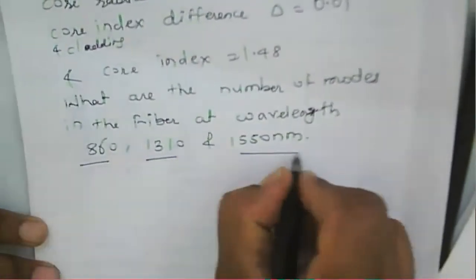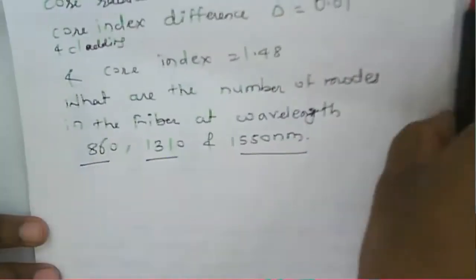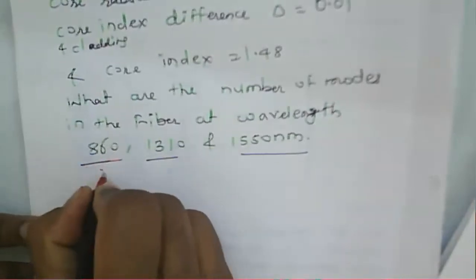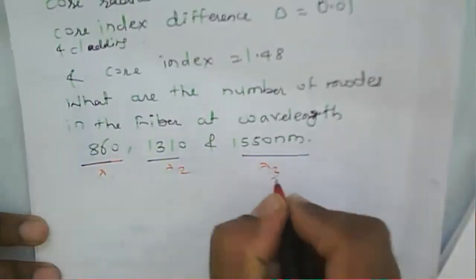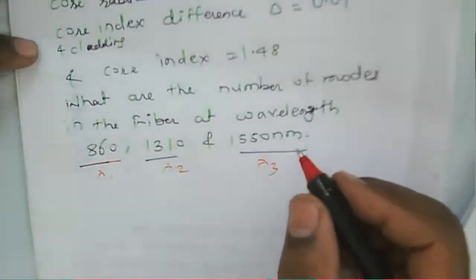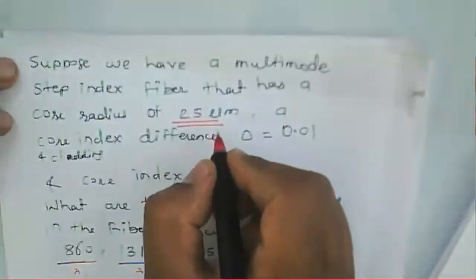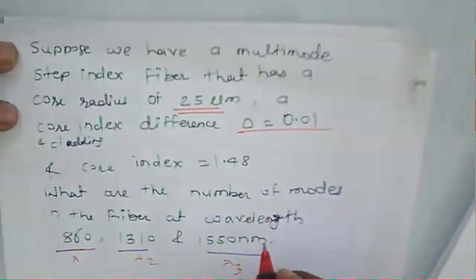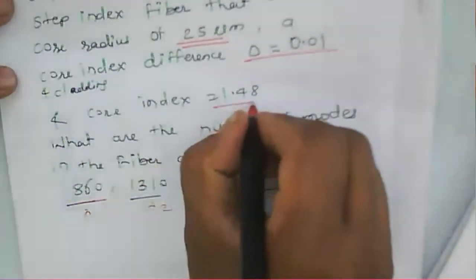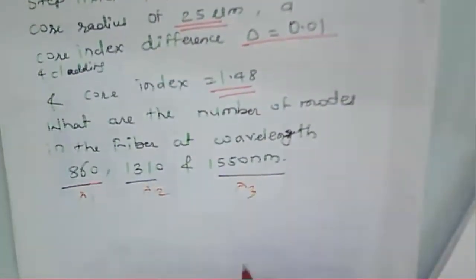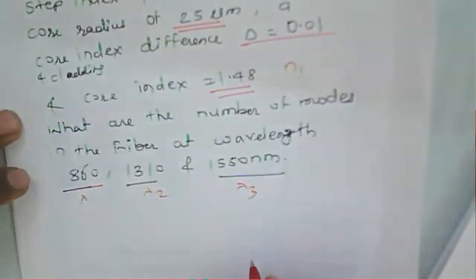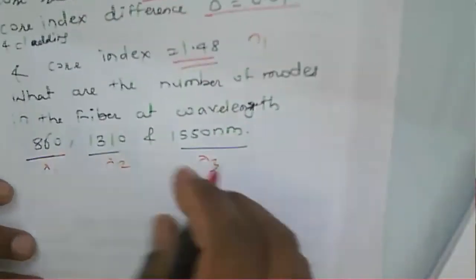Now these three different wavelengths are given: lambda 1, lambda 2, lambda 3. The core radius is 25 micrometer, del is 0.01, and the core index is n1.